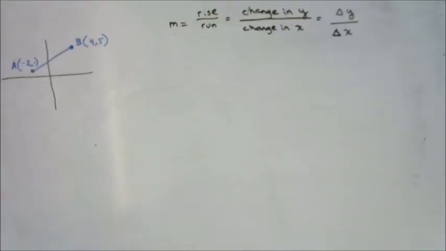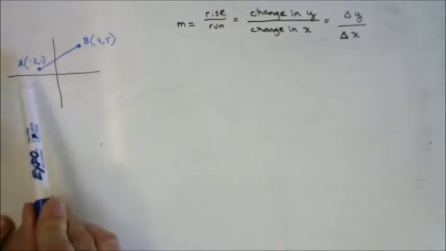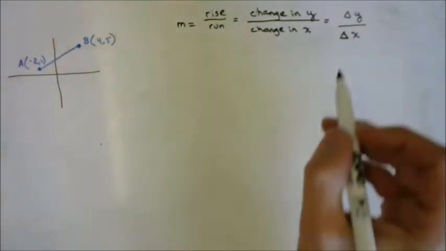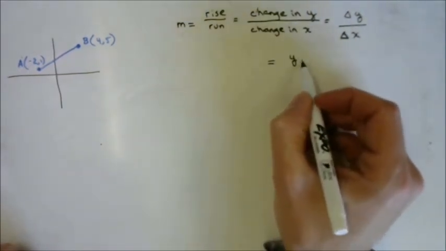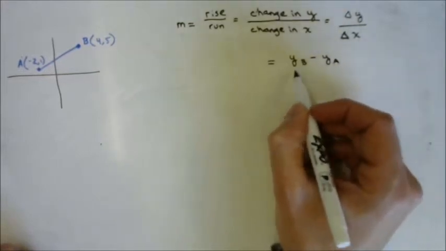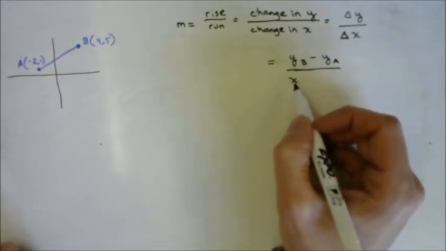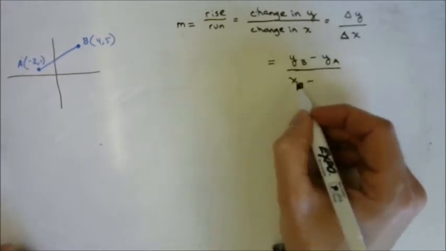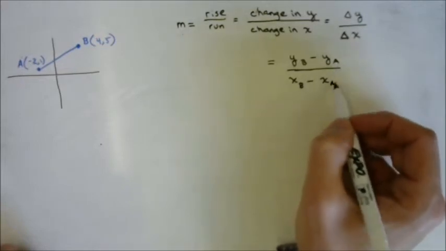So the question was asked, what if point A or point B is on the other side of one of the axes? What if it's a negative number in one of the coordinates? The exact same rules apply, okay? The change in y over the change in x means that I'm going to take the y coordinate of B and subtract the y coordinate of A. And in the denominator, we're going to take the x coordinate of point B and subtract the x coordinate of point A. See how I'm being consistent? My A's are on this side, my B's are on this side.